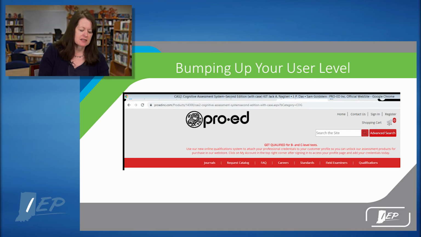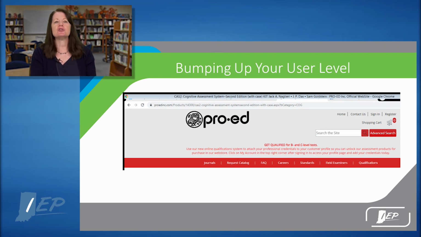So the different test companies do require you to complete those forms to prove your level, right? And a lot of the test companies also offer continuous learning. They offer workshops. They offer different methods for you to increase that user level and to satisfy those requirements. So take advantage of those things as they come available as well.